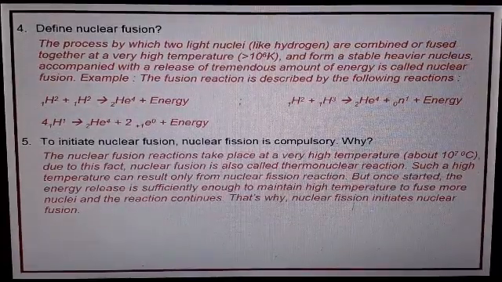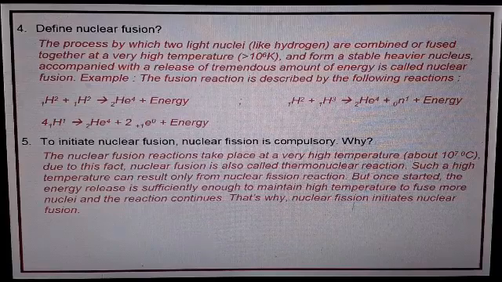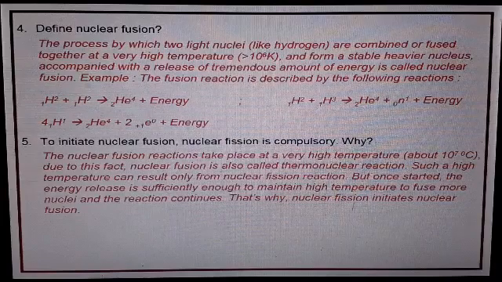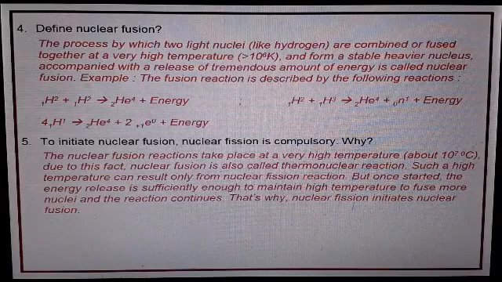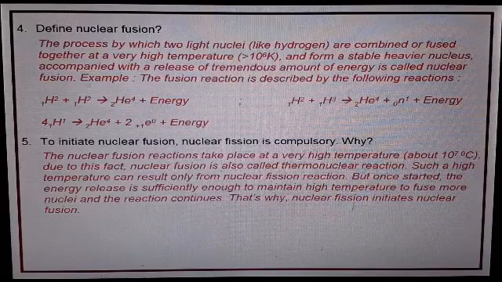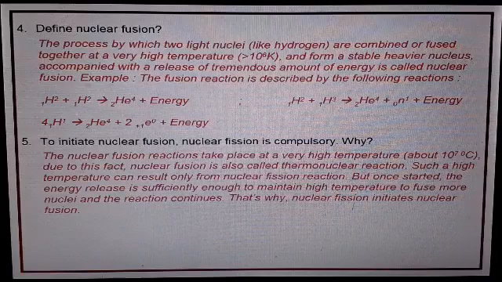The nuclear fusion reaction takes place at a very high temperature, that is about 10 to the power 7 degrees Celsius. Due to this fact, nuclear fusion is also called thermonuclear reaction. Such a high temperature can result only from a nuclear fission reaction. There is no other way to supply so high a temperature, right? Once started, the energy released is sufficient to maintain the high temperature to fuse more nuclei, and the reaction continues. That is why nuclear fission initiates nuclear fusion.